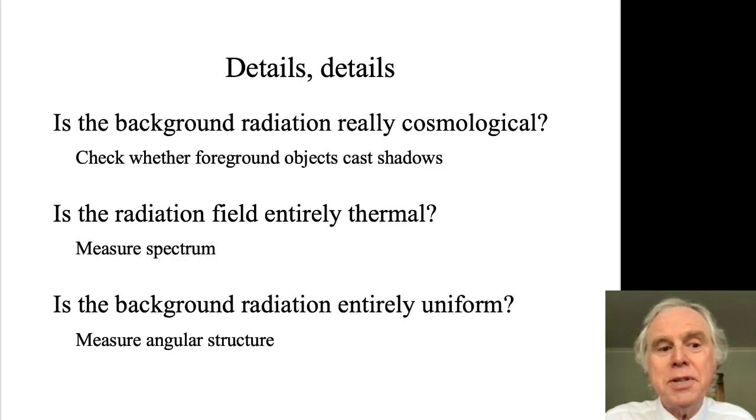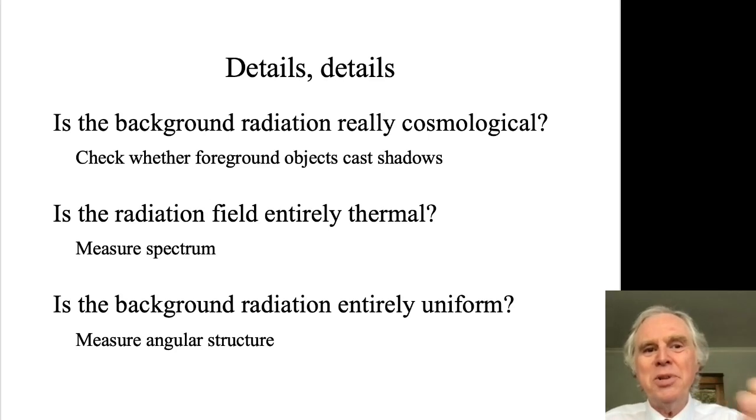Now, there are a number of details that we need to be clear about here. The first one: is the background radiation really a cosmological thing? I've asserted that it is, based on the measurements, the uniformity, and theory, but we better prove it. And a good way of proving it would be to find out whether foreground objects cast shadows. So we can find a very distant object. If that casts a shadow on the background, it really proves the background originated beyond it.